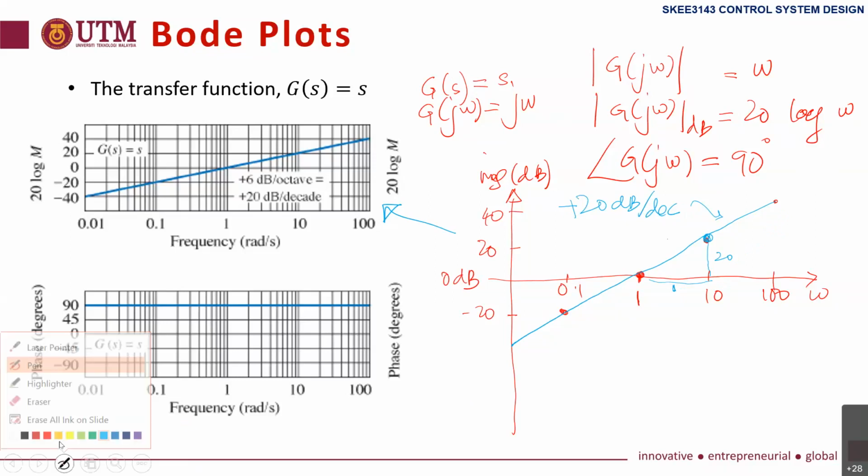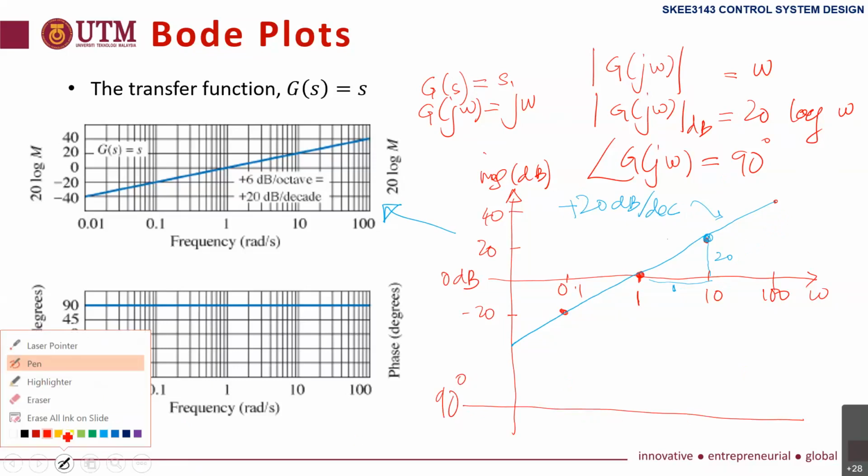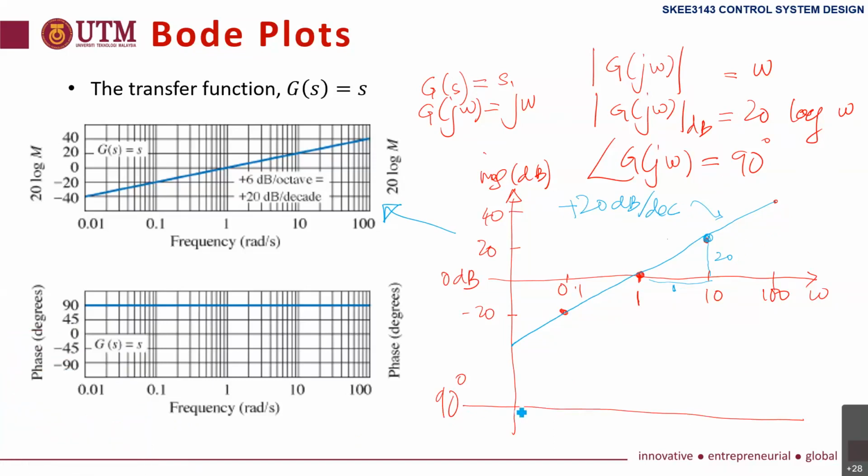And how about the phase angle? This angle, we say that is 90 degrees. So it is a fixed 90 degrees. So if Gs equals S, it is 90 degrees, fixed for all omega. That is Gs equal to S.